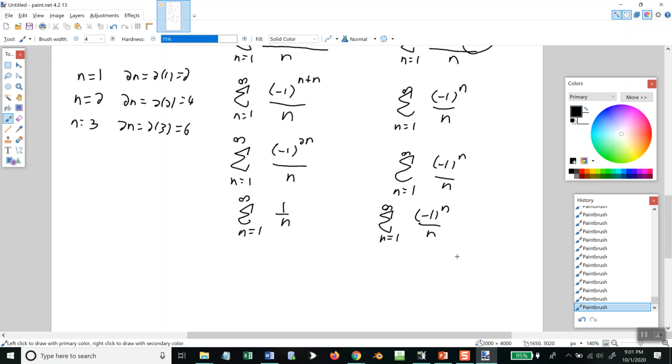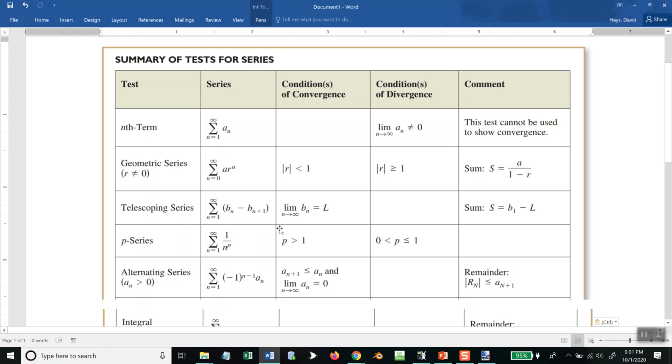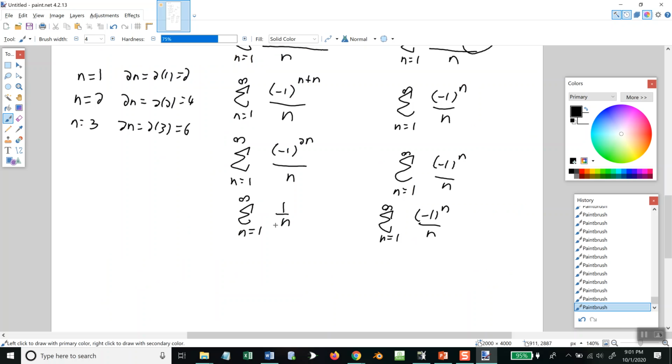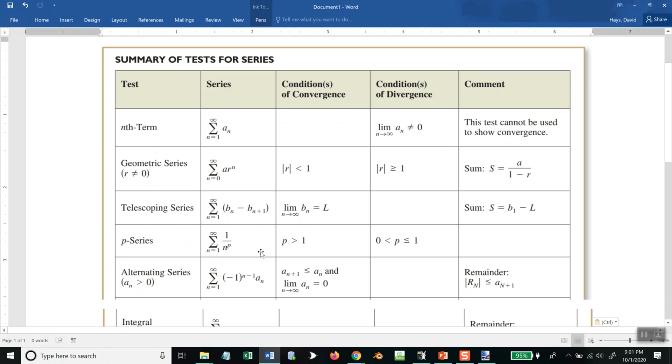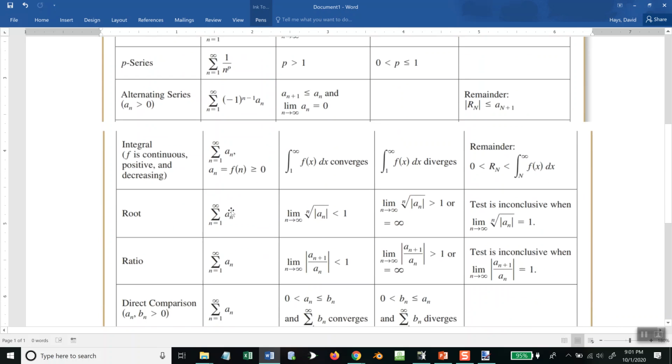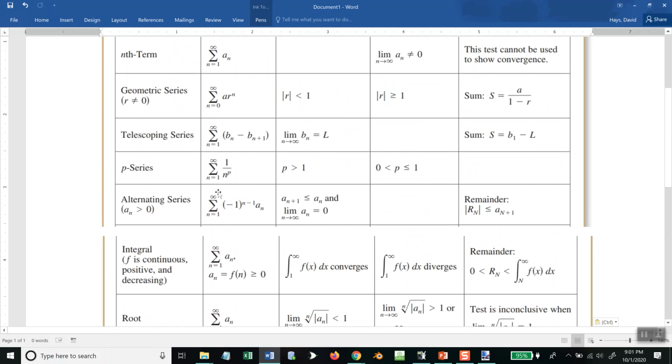And here's the part where I may have to treat chat. But let me see if I can spot them. I think this, I don't know what this is. It's always the first power. I think that was a P series, wasn't it? Yeah, P series.